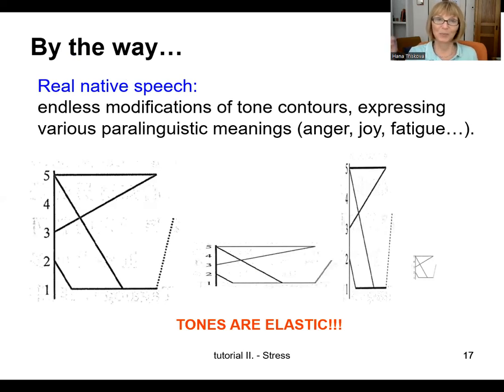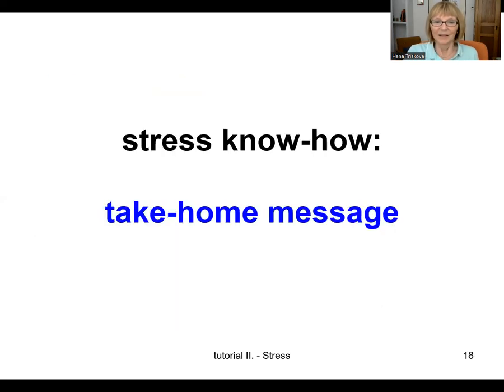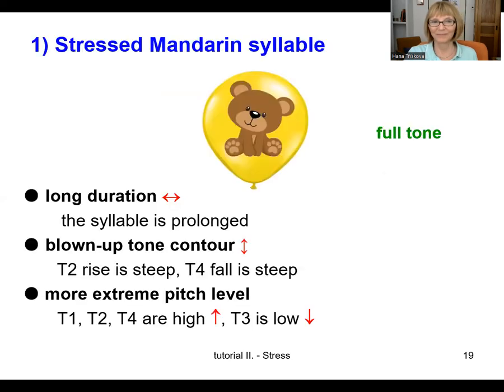Of course, in spontaneous speech of native speakers, the situation is much more rich, and there are endless modifications of tone contours, expressing various paralinguistic meanings such as anger, joy, fatigue, hesitation, resentment, sadness, or whatever emotion you can think of. Thank God, tones are elastic. So here is a take-home message for you.